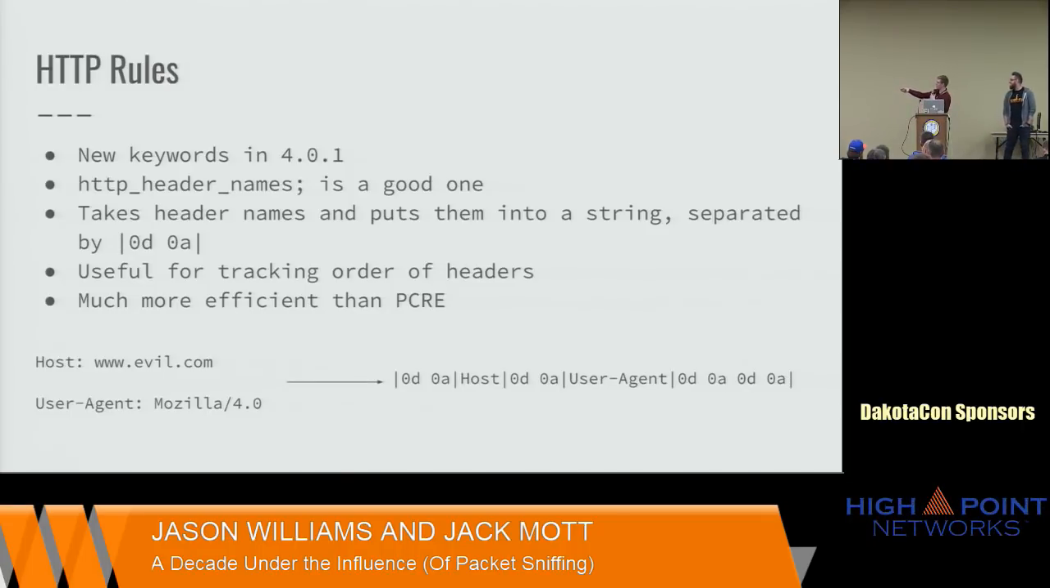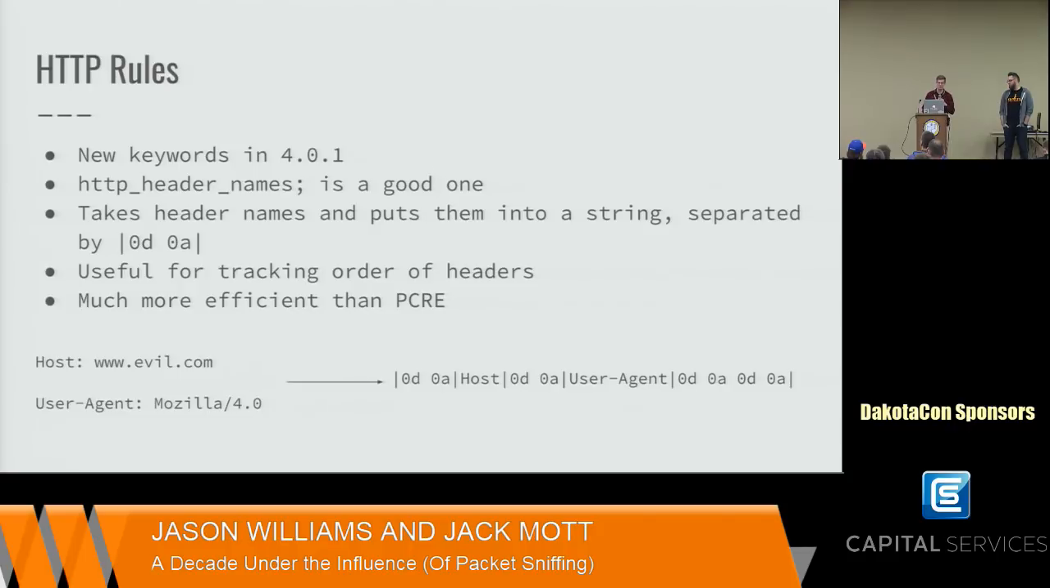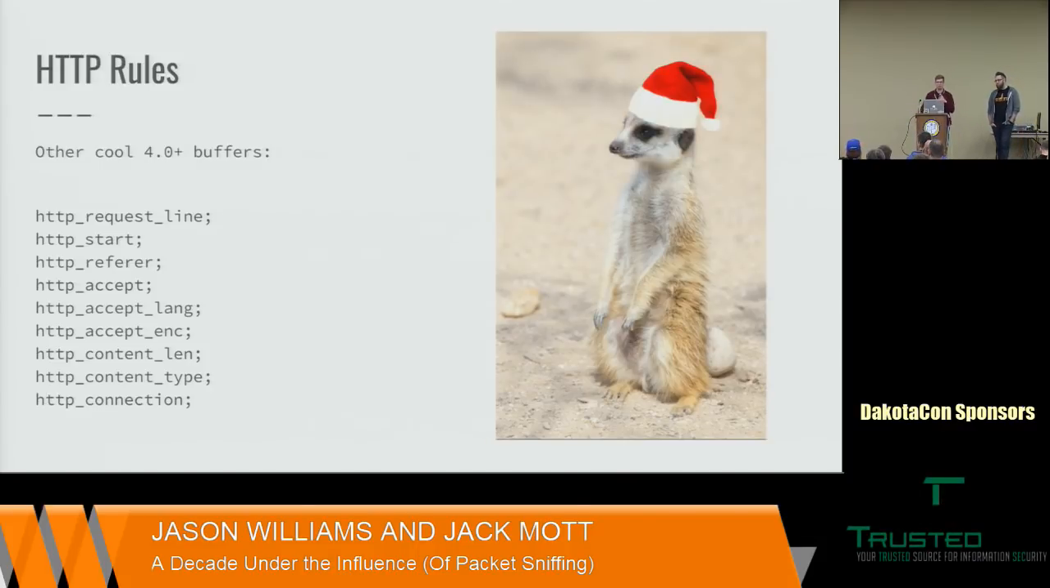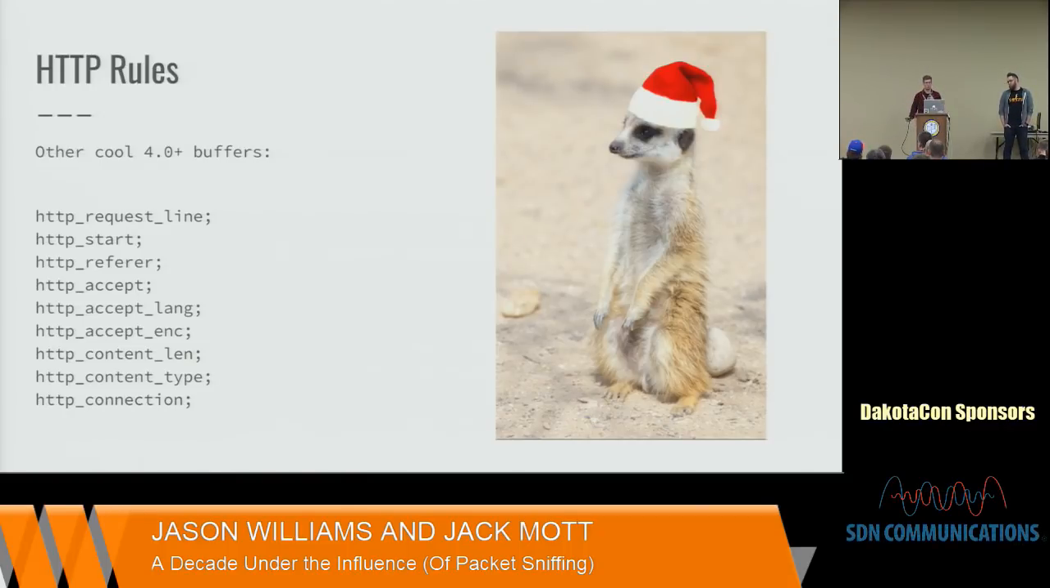So then it parses it out, and now it's just a string. Not only is it easier to put together in a rule, but it's also a lot more efficient. We're not doing PCREs, and that's the name of the game. So it's pretty neat, some of the features that we have in store. These are some of the other ones that came out recently with the 4.0.1 release, and it's just kind of adding to that. Essentially, we're ripping out more and more headers and allowing us to match on those more specifically.